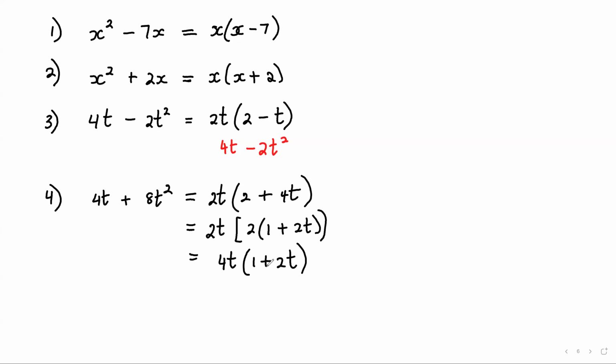However, all of this can be avoided if you simply use the highest common factor to begin with. So in the event of 4t plus 8t squared, the highest common factor between 4 and 8 will be 4, because 4 could go into 4t and 4 could go into 8t, right? So the common factor here will be 4t. 4t into 4t is 1, and 4t into 8t squared will be 2t.